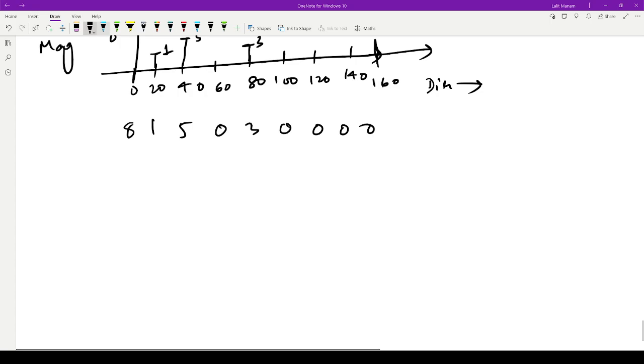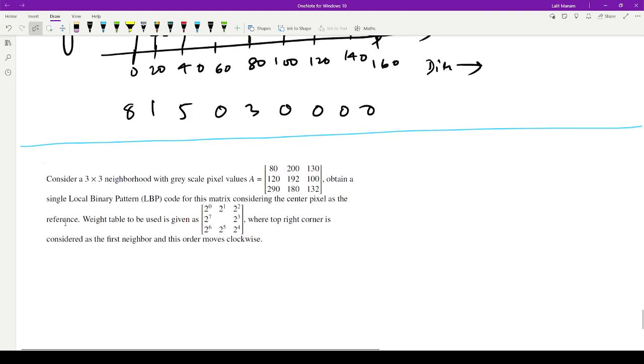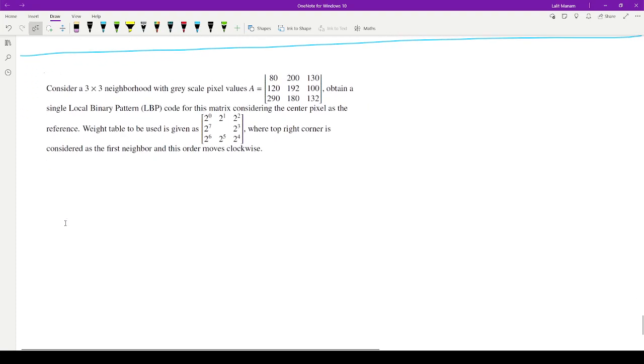Since we have done too much of point features, we might want to move to texture kind of features at this point. Okay. So consider a 3 cross 3 neighborhood with grayscale pixel values, given in the matrix A, and we need to obtain a single local binary pattern.